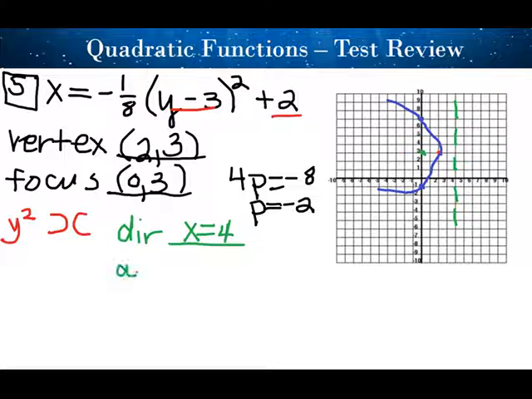The axis of symmetry, I'm just going to write axis, is going through the center of the parabola right here. Okay, so that means that I'm at 3. So that's a y equals. So y equals 3. Okay, and that's it for graphing the parabola.